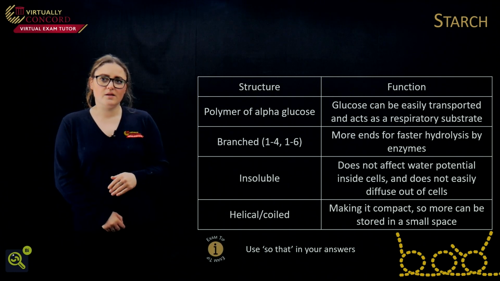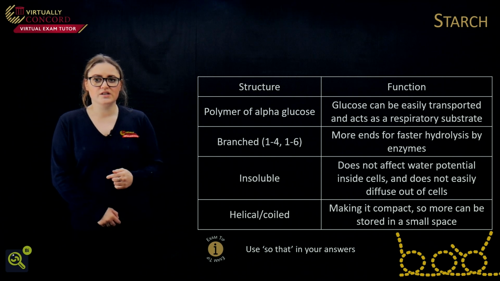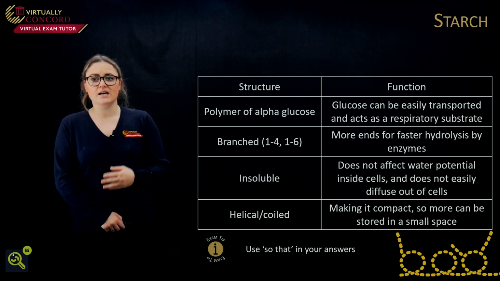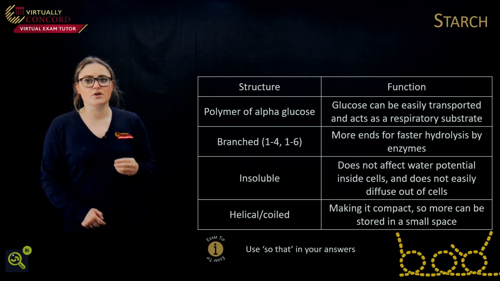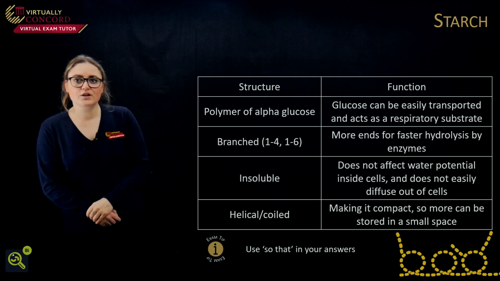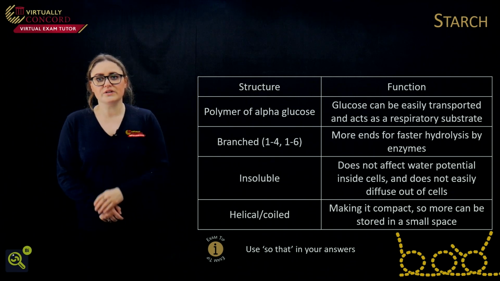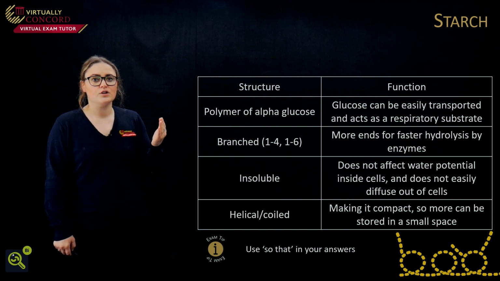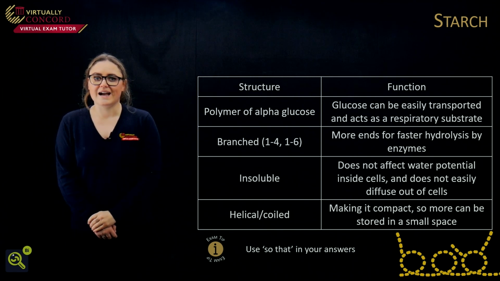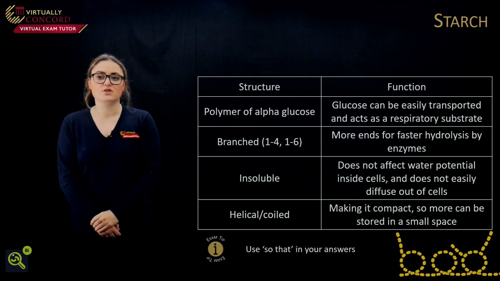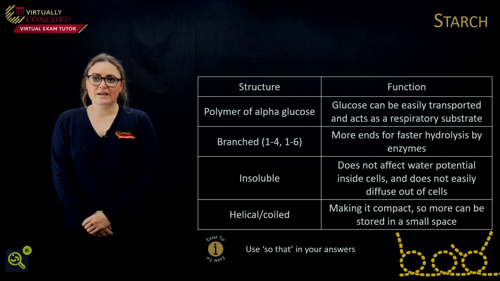When you are writing about this in an exam answer question, it's important that you use language that allows you to link your structure and your function. Okay, so that is a really good phrase to use. You can say things like, it's a polymer of alpha glucose so that the glucose can be easily transported and can act as a respiratory substrate. So let's go over to the lab now so that we can have a look for the test for starch.